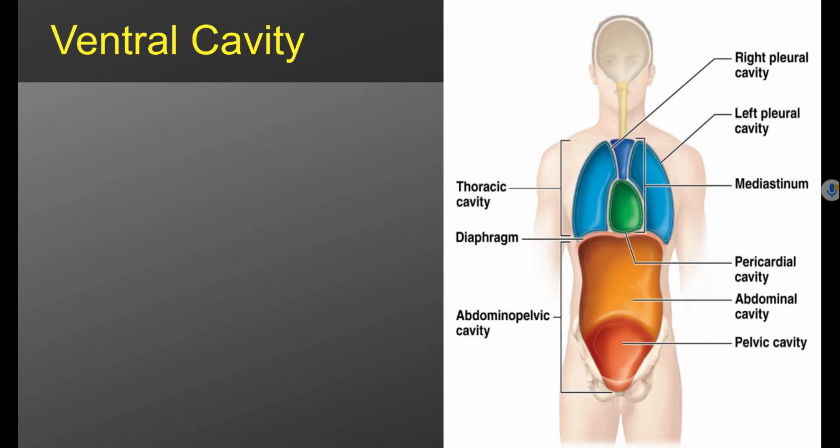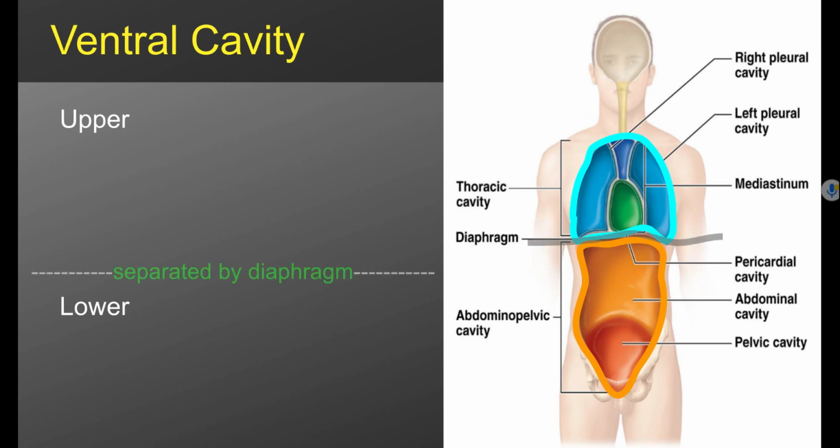Let's talk about the ventral cavity first. I highly encourage you to pause the video and refer to the image on the right as I talk about each part of the ventral cavity. Okay, the ventral cavity is made up of two parts, an upper part and a lower part. And these two parts are physically separated by a muscular sheet called the diaphragm.